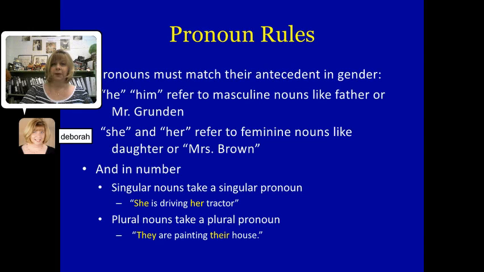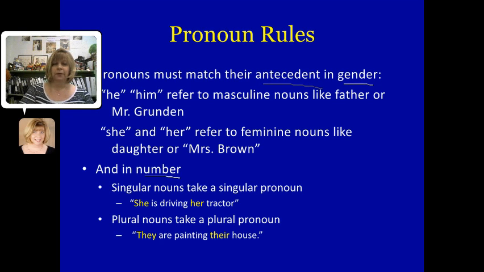Now, there are some specific rules that govern pronoun use in a sentence. You can't just throw them in there and expect that other people are going to be able to understand your sentence. So in American English, the rules are that pronouns must match their antecedent, that's the noun that they're replacing, in 2 ways, in both gender and in number.